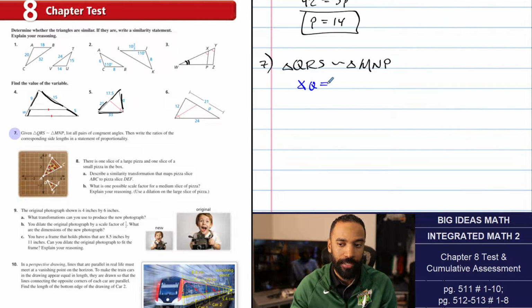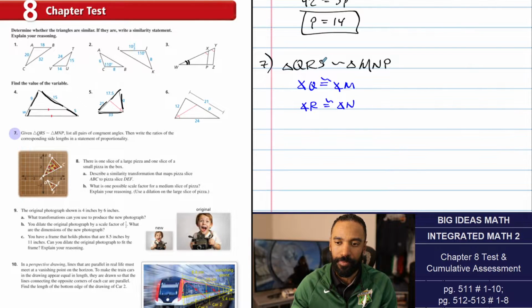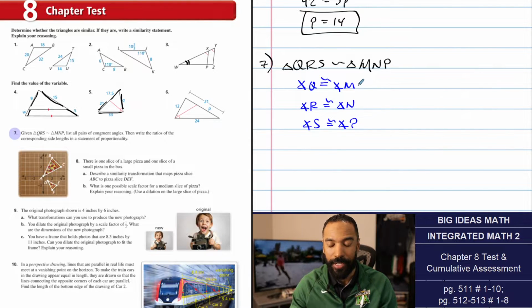I don't have a drawing. I don't need a drawing. I have the similarity statement that tells me angles Q and M are congruent. Angles R and N are congruent. Angles S and P are congruent.